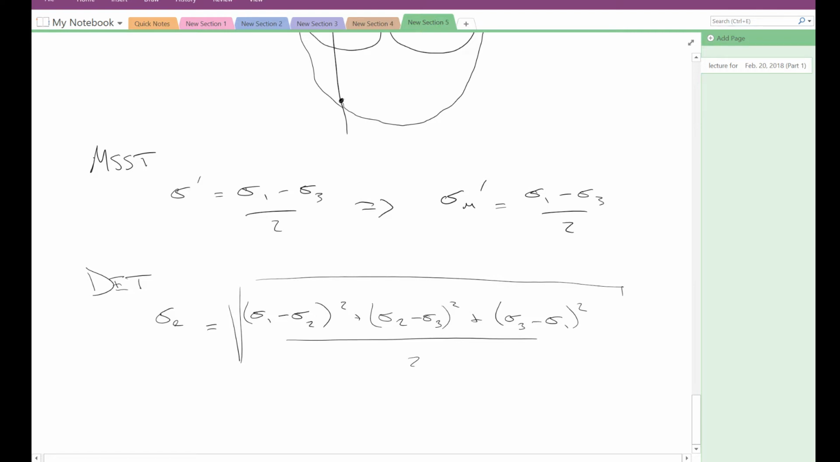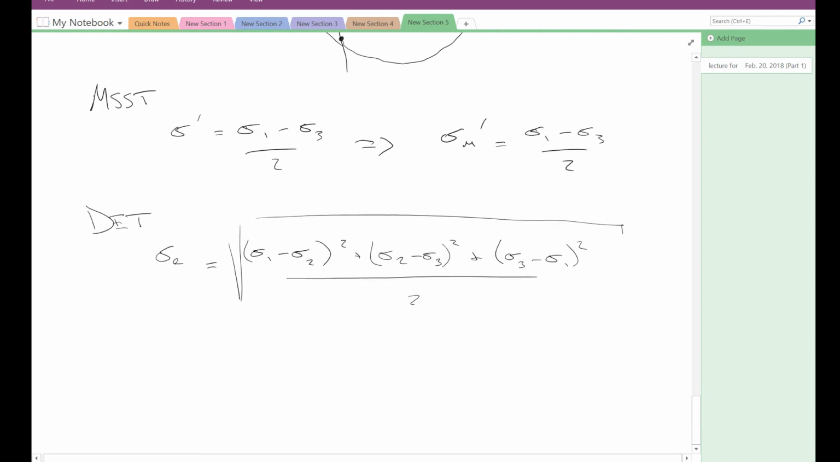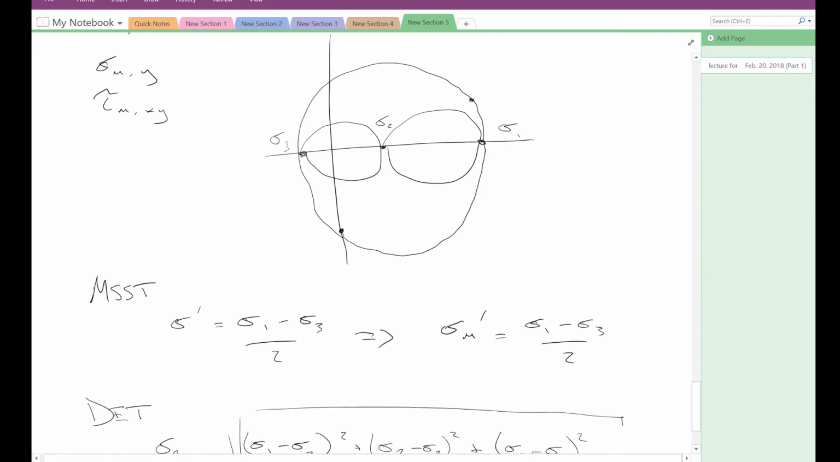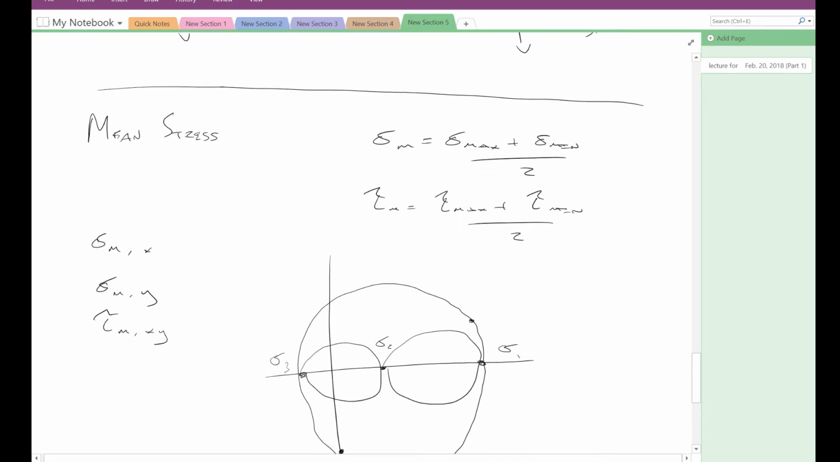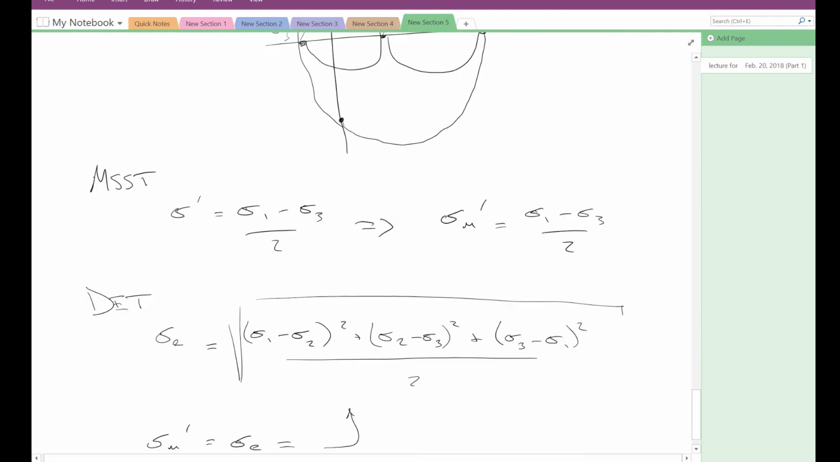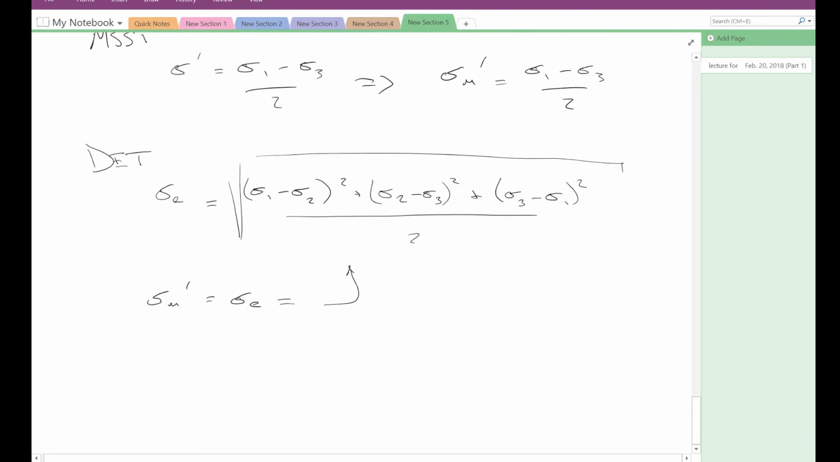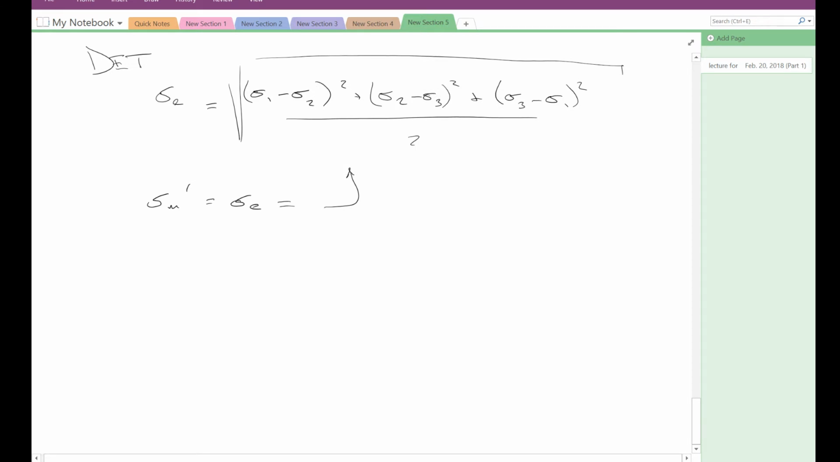Okay? So what we're going to say is that our sigma mean prime is equal to sigma E, right? Which is equal to this equation up here, which I don't feel like rewriting in the interest of time. So you're going to pick one or the other, maximum shear stress theory or distortion energy theory, and you're going to find a sigma mean prime, right? So instead of our previous sigma mean, we're going to use sigma mean prime, right? Now, we're going to do the same thing for our alternating stress.